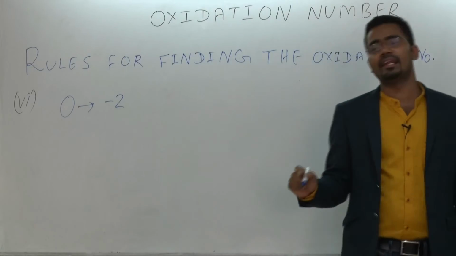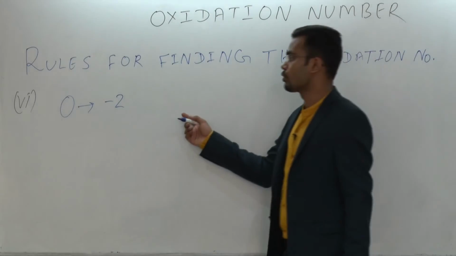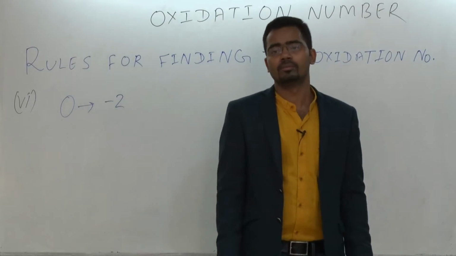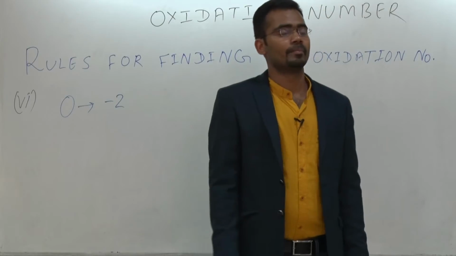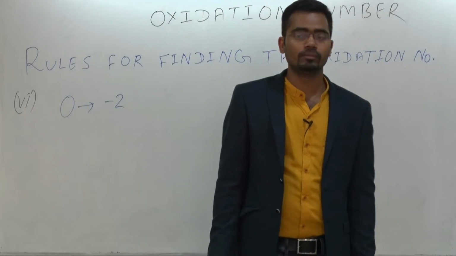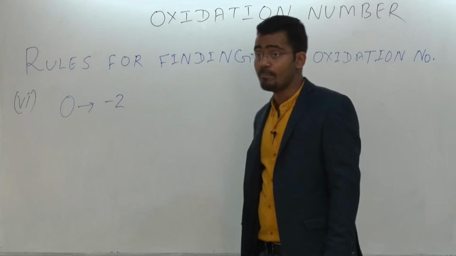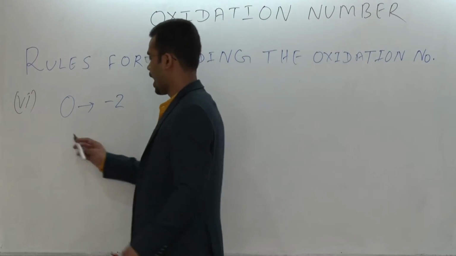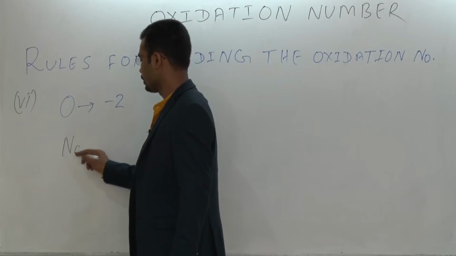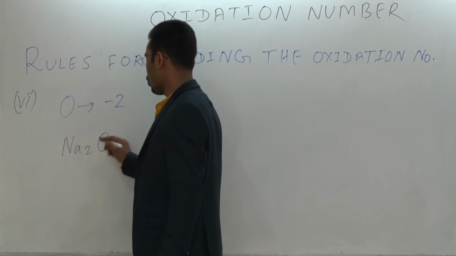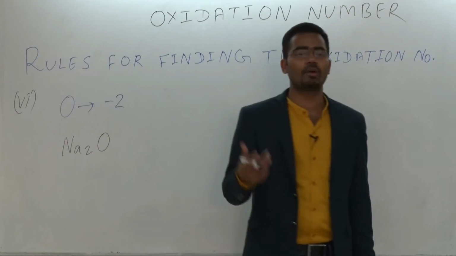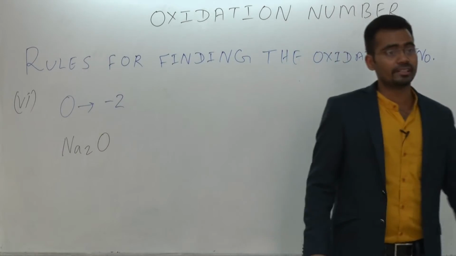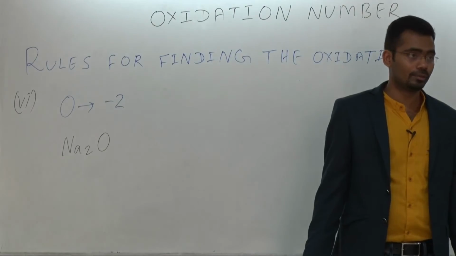Oxygen has generally -2 oxidation number. Yes or no? Write down. For example, if we have Na2O, you have to find the oxidation state of oxygen. So you know that oxygen is generally -2.